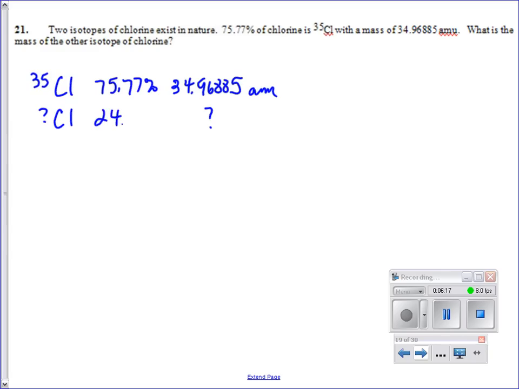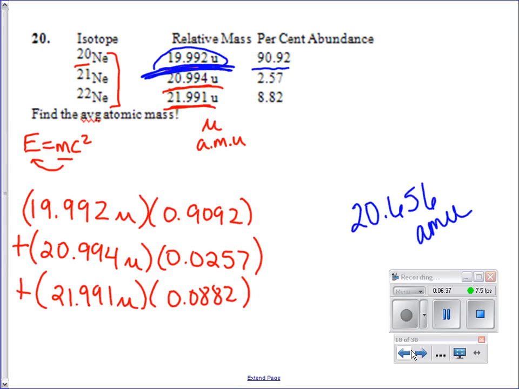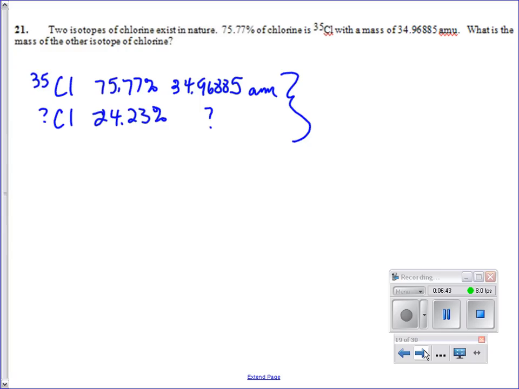24.23. How'd you figure that out? Subtract from 100. If you know there's only two isotopes, both of those have to make up 100% of the isotopes, so you subtract. Now, I apparently must know another piece of information. When I set this up before, like I did on the last page, my job was to calculate the average atomic mass. Well, they apparently think we already know that. Where might we get the average atomic mass? Periodic table. The average atomic mass is 35.453.